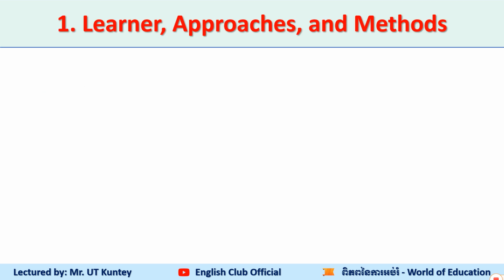So now let's go through number 1, learning approaches and methods. My first question is, what is learner autonomy? You know the word autonomy, right? Everyone? What does it mean, autonomy?